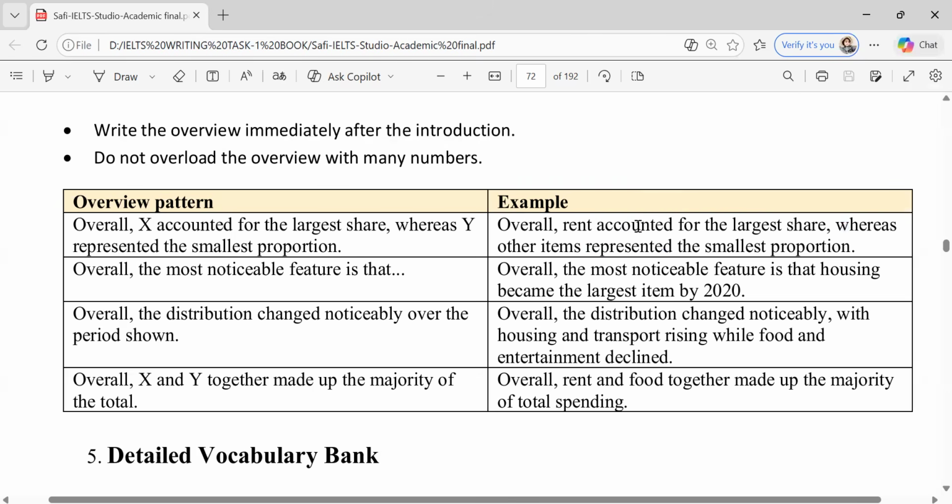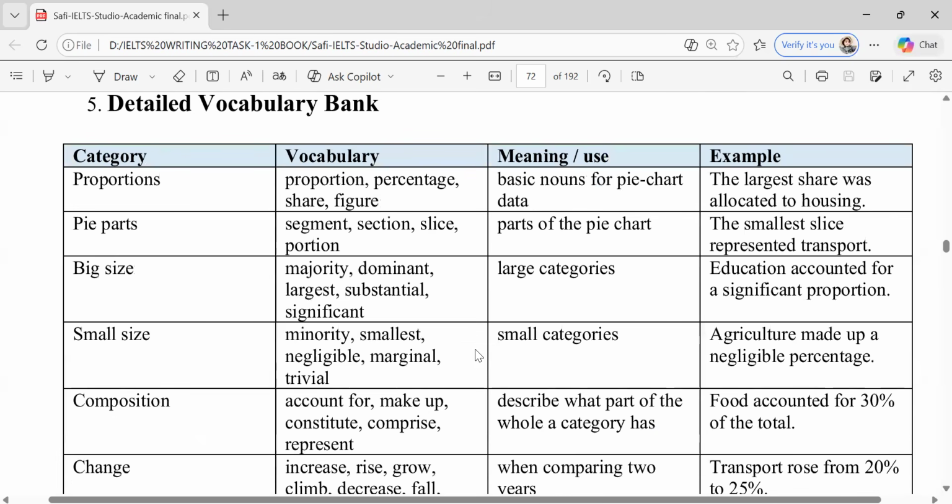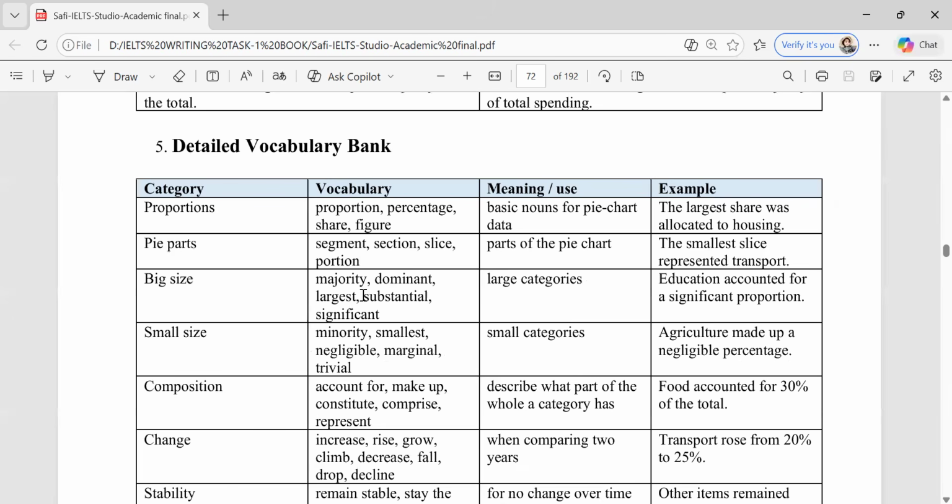So now once we have used "accounted for", the second one "represented", we can use all of them. So overview is the shortest paragraph. We will take a practical example later on, and this is your vocabulary bank, and you do have it in your book. For example, there are some proportions. So for proportions, we can say proportion, percentage, share, figure, etc.